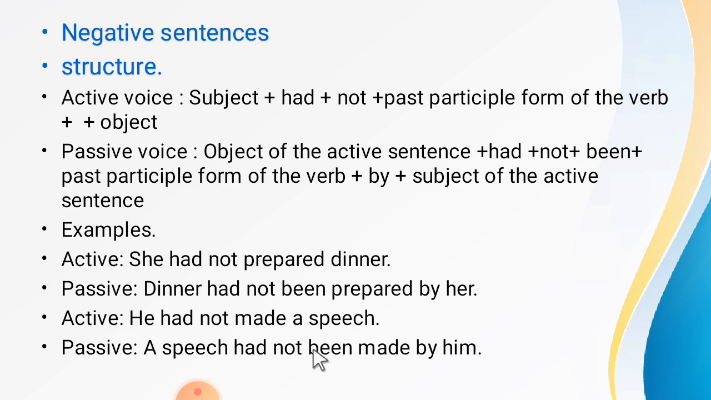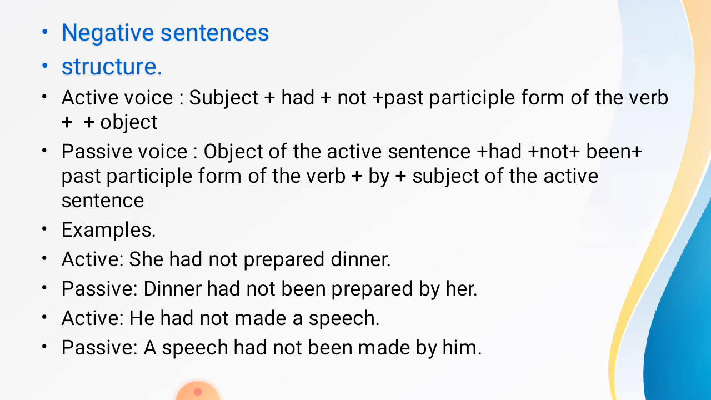He had not made a speech. A speech had not been made by him. As you can see in these examples, it is very easy because we already use the third form of the verb in active voice. We just change the structure of sentences, object changes into subject and subject changes into object, with the addition of by.